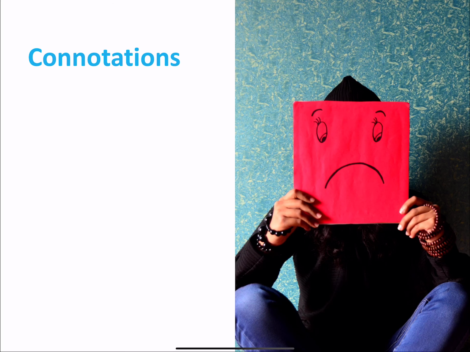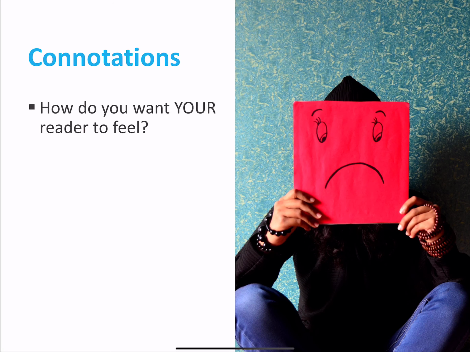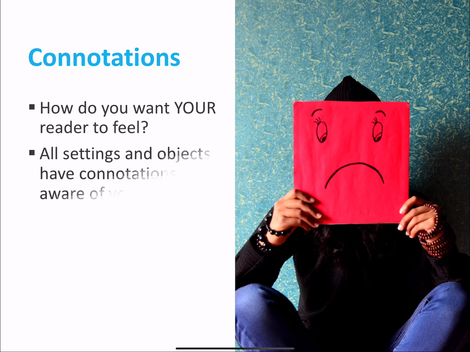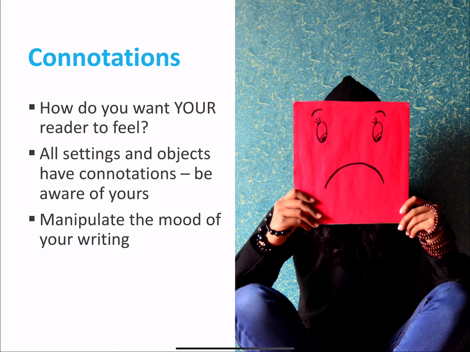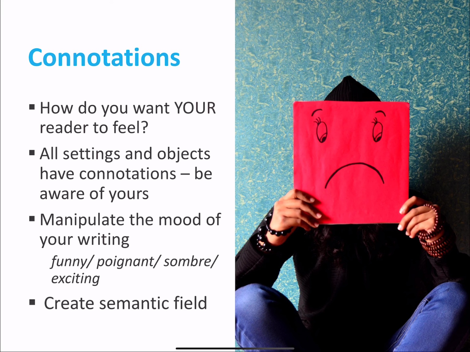While we're talking about mood and atmosphere, think about how you want your reader to feel. Remember that all settings and objects have certain connotations, so once you're aware of yours, you can start to manipulate the mood of your scene. So do you want to write something funny or poignant or somber or exciting or perhaps a mix of all of those? Use the connotations of your setting to develop that mood, and then try to use words to create a semantic field to suit the atmosphere.